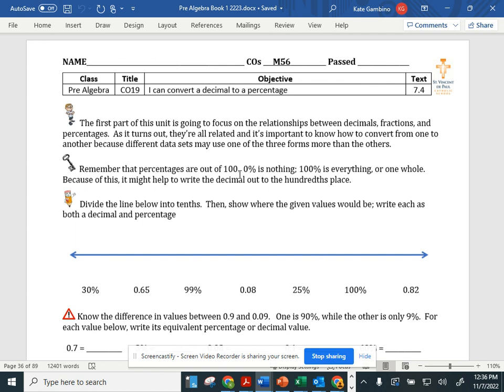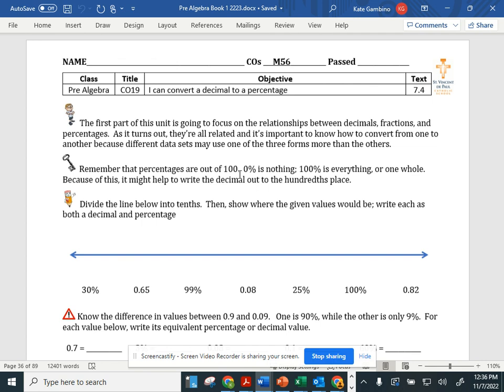I know some of us started doing those Khan Academy assignments from last week. We're working on those percentages. So as we go through these objectives, it's going to make the Khan Academy easier. If you looked at the Khan Academy and really worked through that, it's going to make your lesson, your objectives a lot easier.